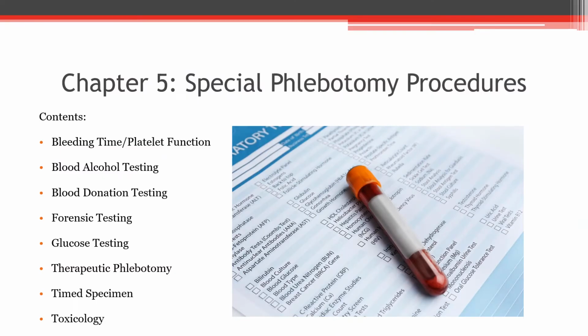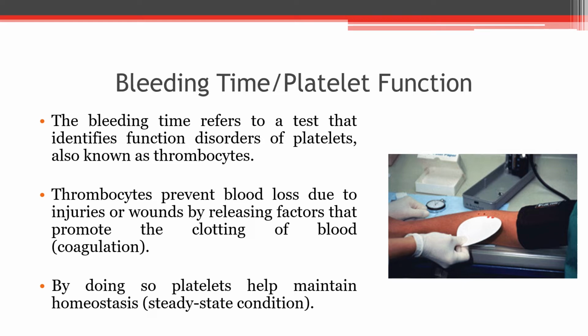Chapter 5, Special Phlebotomy Procedures. Contents in this chapter are: bleeding time, platelet function, blood alcohol testing, blood donation testing, forensic testing, glucose testing, therapeutic phlebotomy, timed specimen, toxicology.